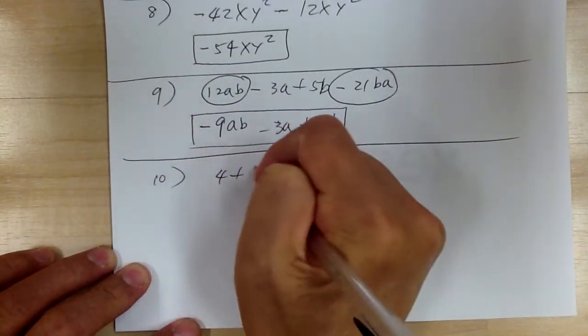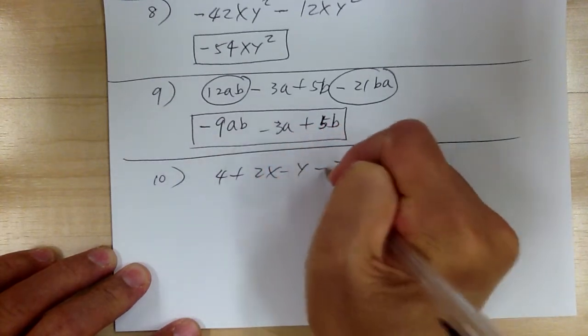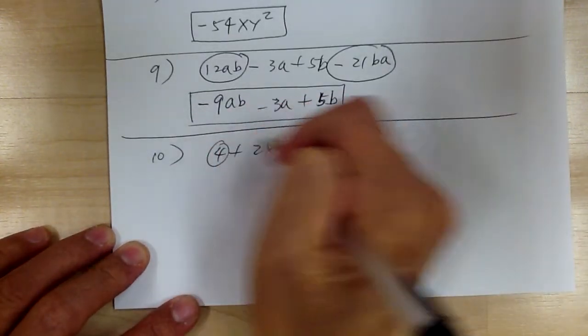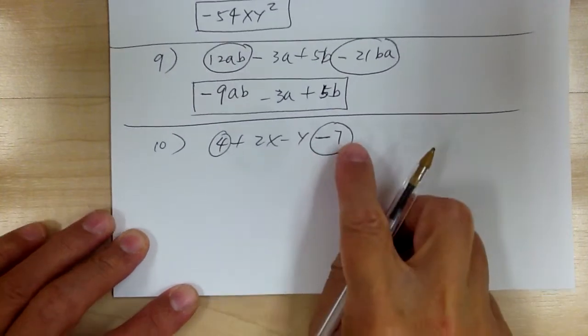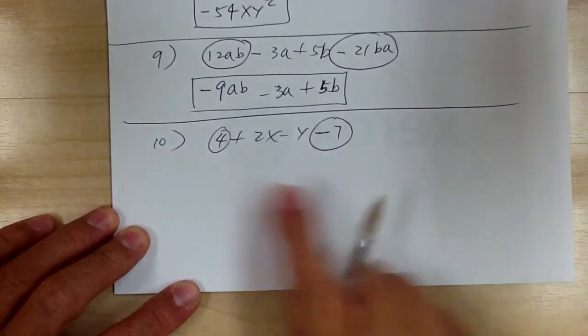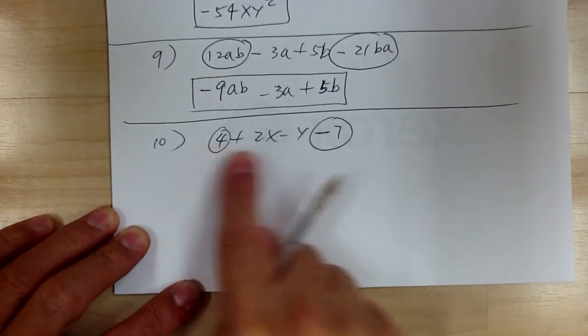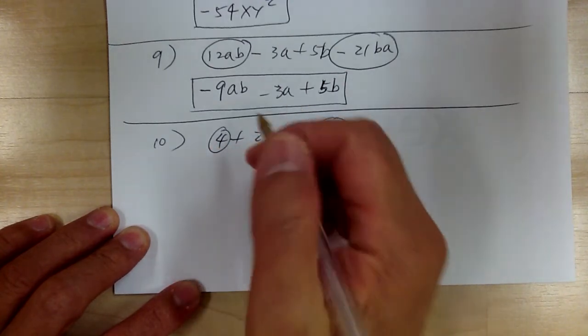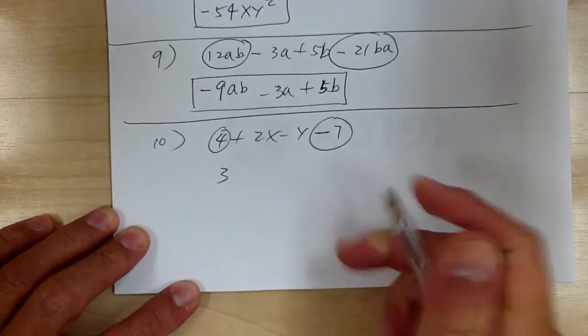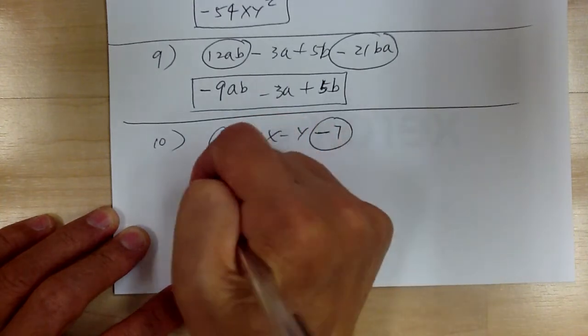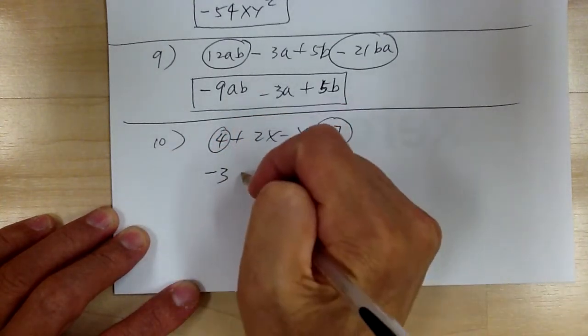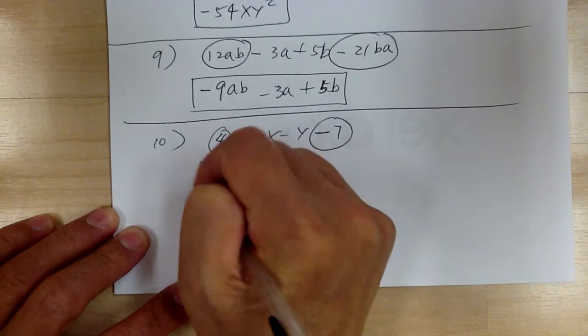You have 4 plus 2x minus y minus 7. So only like terms are the numbers. Okay, so again, they are exactly the same type. So opposite signs, right? This is positive, this is negative. So opposite signs, you subtract the number, and you follow the sign of the higher number, which will give you negative 3, and plus 2x minus y, and that's it.